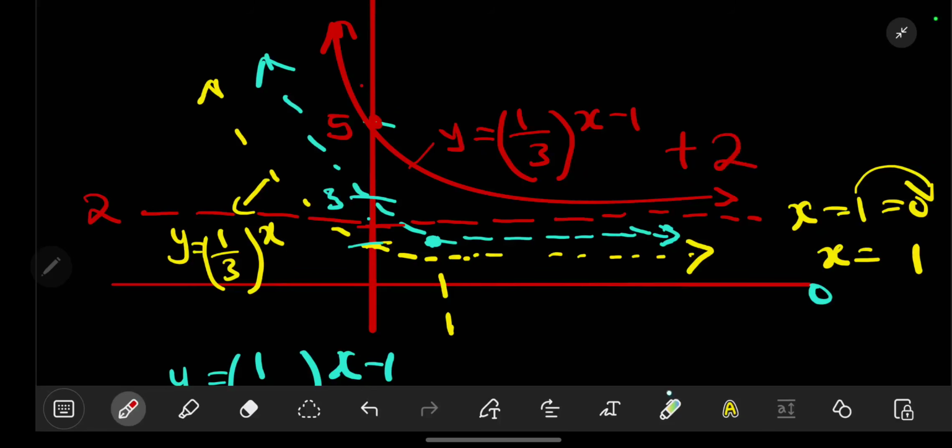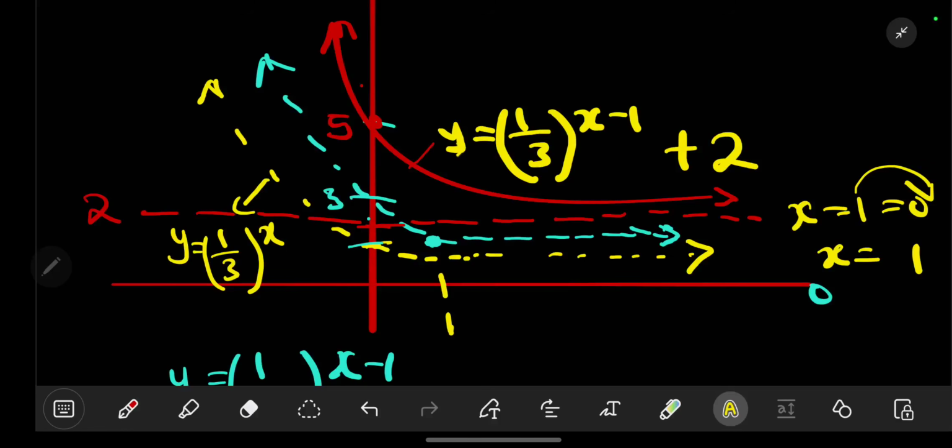So this is our graph for that problem, and that is how we go about that one. Let's move on to our last problem.